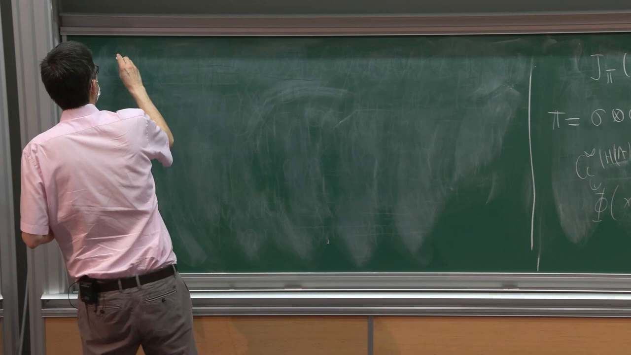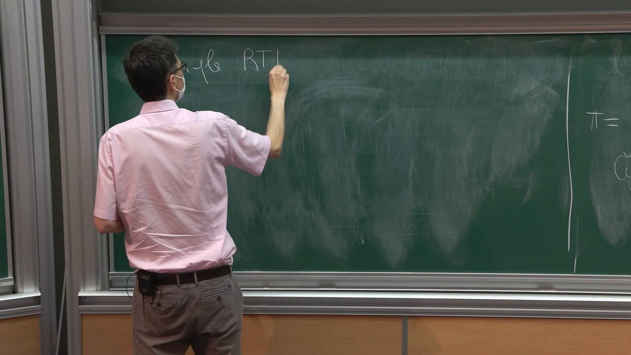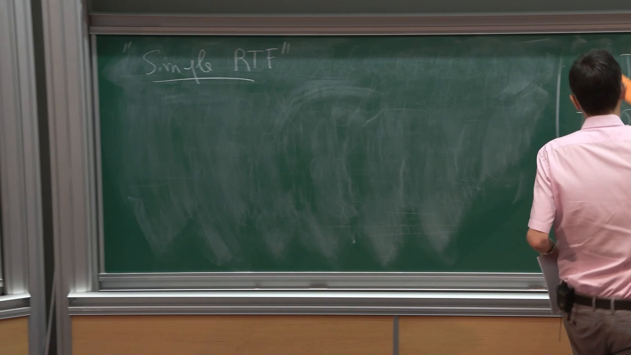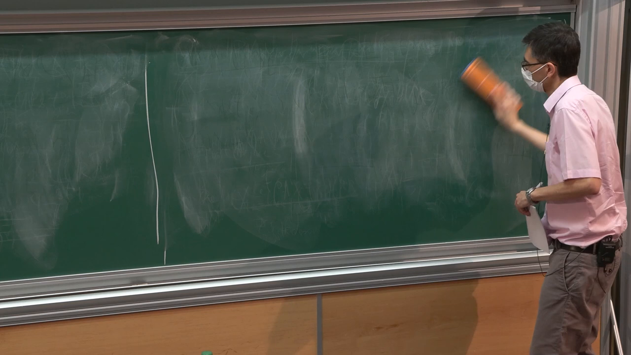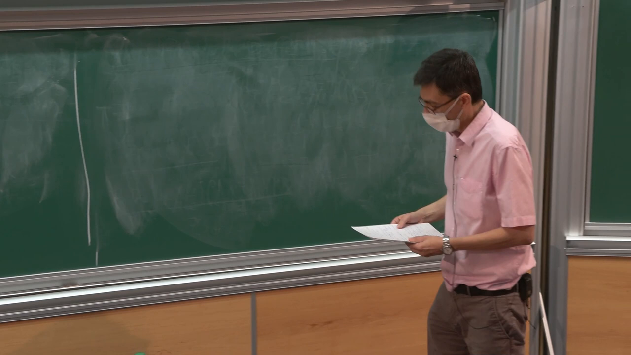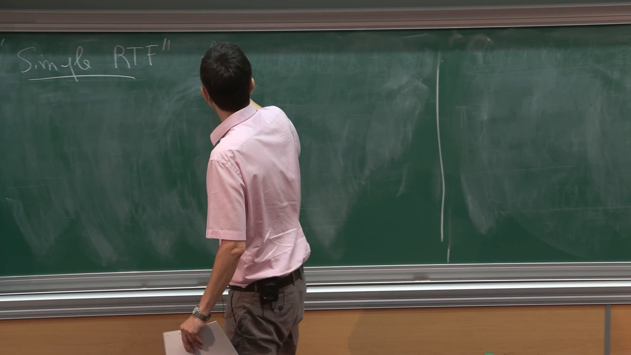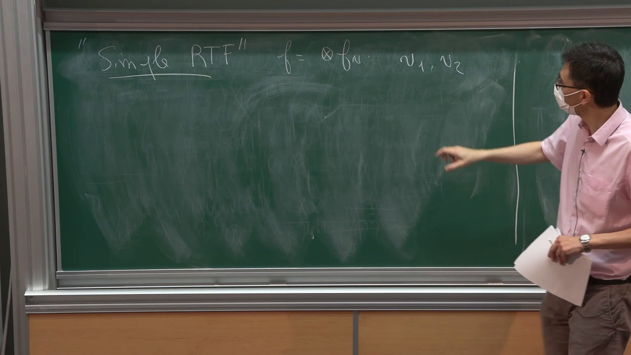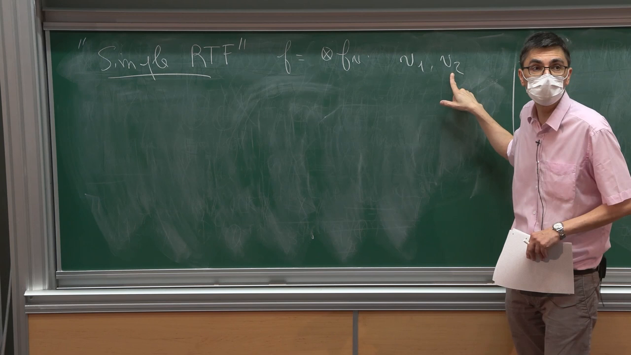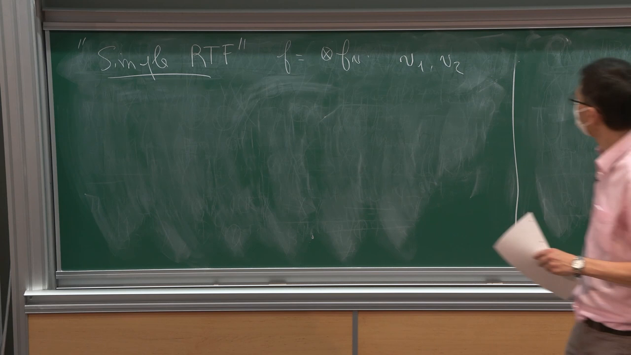Simple. Okay, so the idea is to assume that f is a pure tensor, to choose two places, v1 and v2, to put a condition on f_v1 to simplify the spectral side, and to put a condition on f_v2 to simplify the geometric side. So let me begin with the simplification of the spectral side.